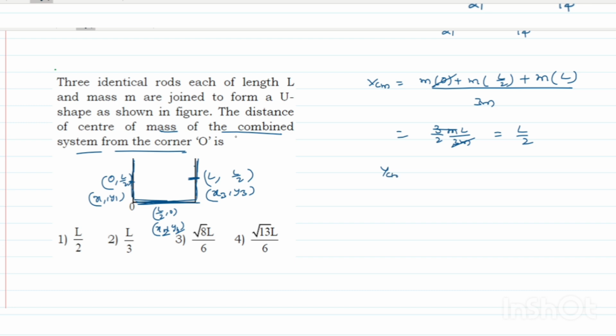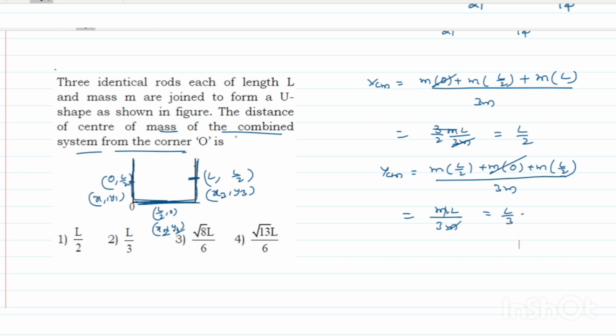The same way, for YCM, we have m1 y1, which is L by 2, plus m2 y2, which will be 0, plus m3 y3. Y3 here will be L by 2, divided by the total mass, which will be 3m. So together m into L by 2 plus m into L by 2 is ml, by 3m. The m gets cancelled, and we are getting L by 3.